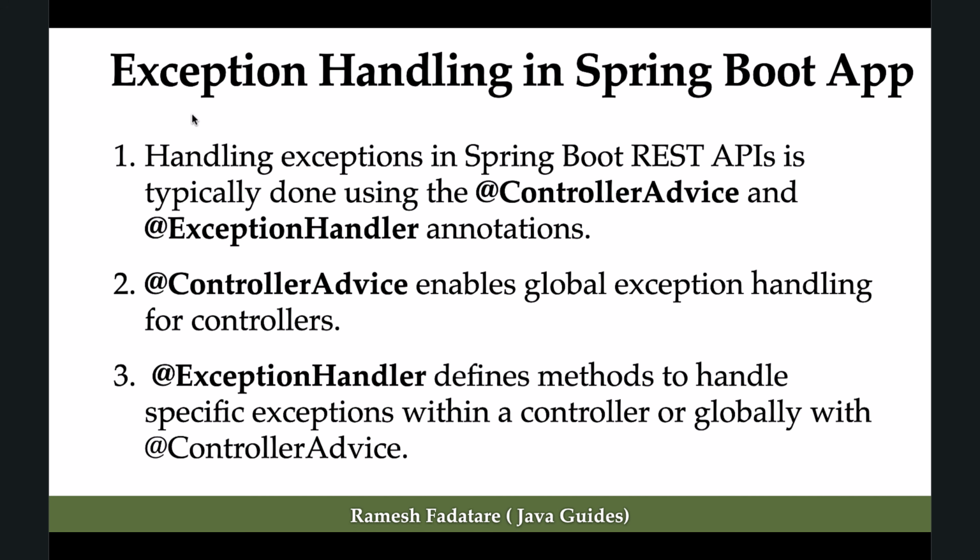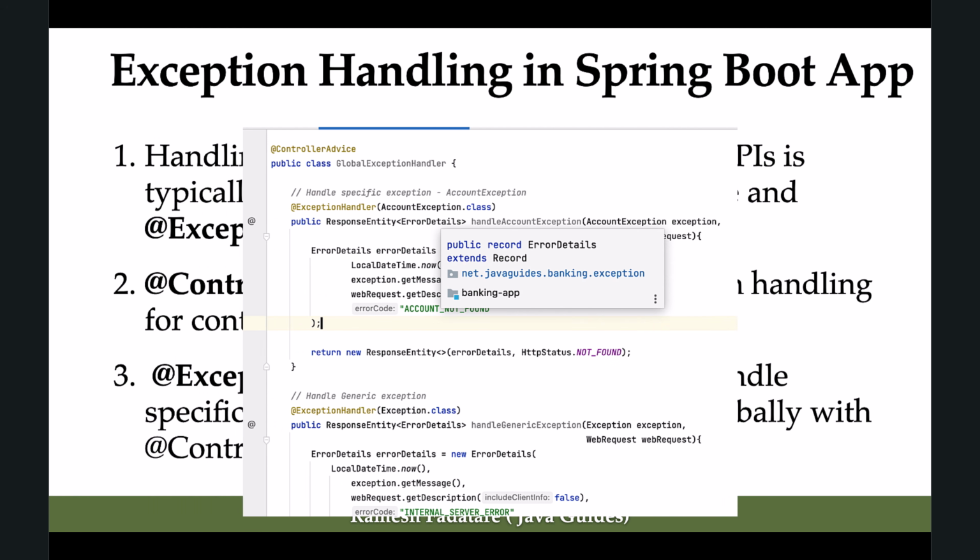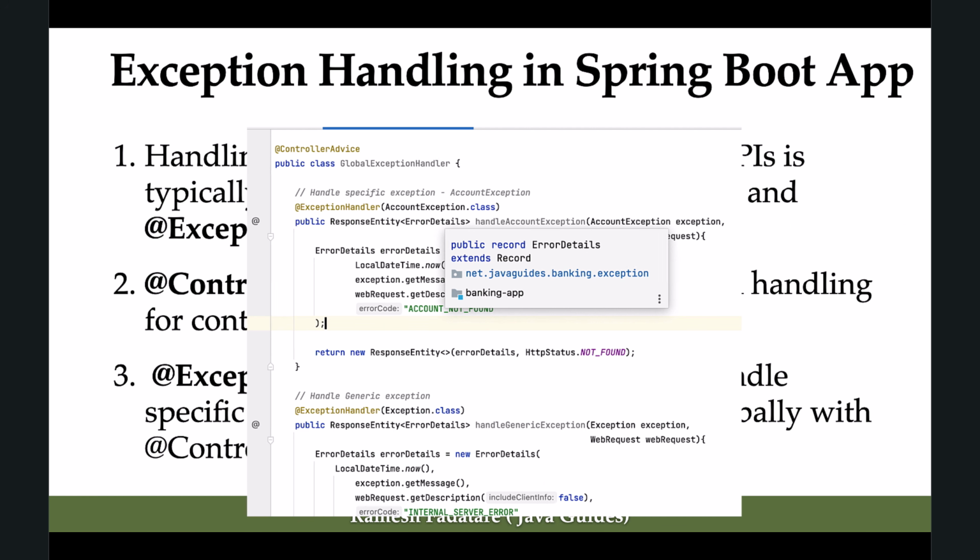Next, let us take a look into a few key points about exception handling in a Spring Boot application. Handling exceptions in Spring Boot REST APIs is typically done by using @ControllerAdvice and @ExceptionHandler annotations. The @ControllerAdvice annotation enables global exception handling for controllers. So instead of writing the exception handling logic for each and every controller, we will create a separate class and annotate that class with the @ControllerAdvice annotation. And within that class, we'll write all the exception handling logic for all the controllers. So we'll basically keep all the exception handling logic in a single place.